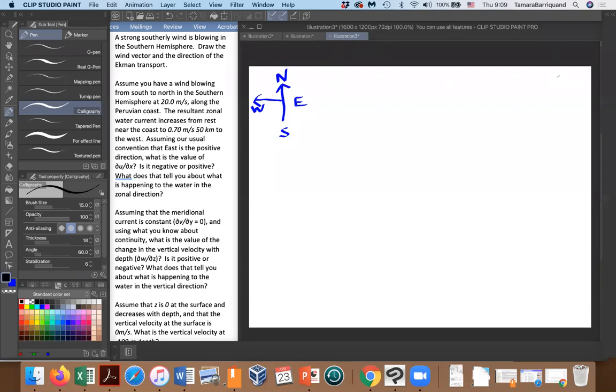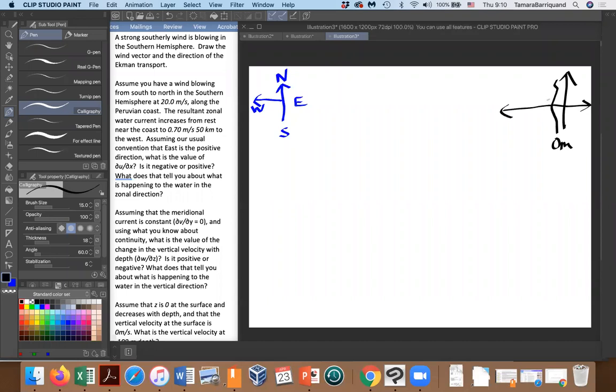Okay, so we have our Peruvian coast over here. We have our wind blowing along the coast, I'll put it up here, our wind blowing from south to north. And so we're saying that right here along the coast, this will be our 0 meters, this will be our origin. And we know that positive is to the east, negative will be to the west. So positive will be this way, and our negative will be this way.